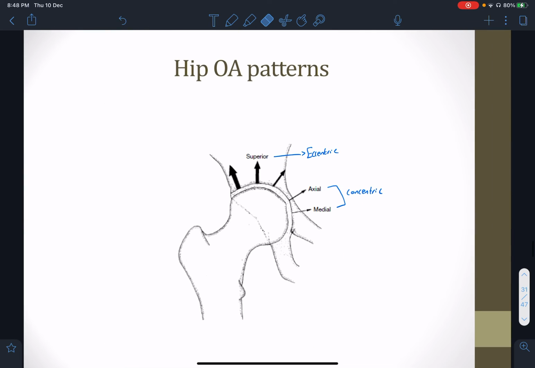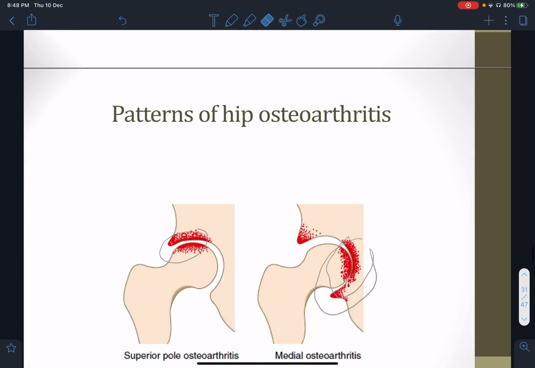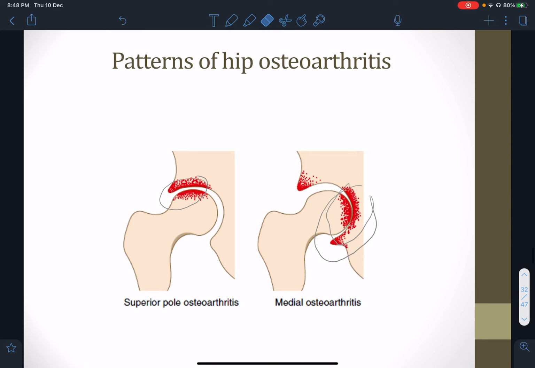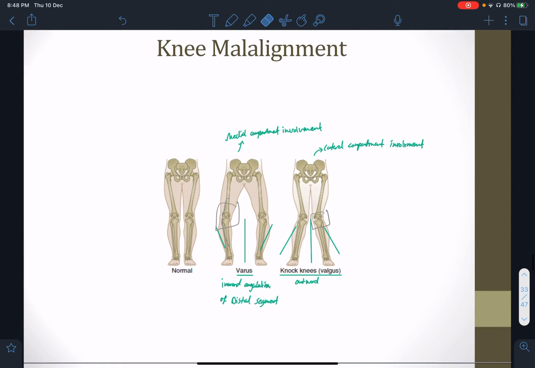Let me just get a proper picture to explain this. For hip osteoarthritis, the migration could be superior, axial, or medial. Superior we call eccentric; axial and medial we call concentric. That's how they classify them. And this is a pattern of hip osteoarthritis.